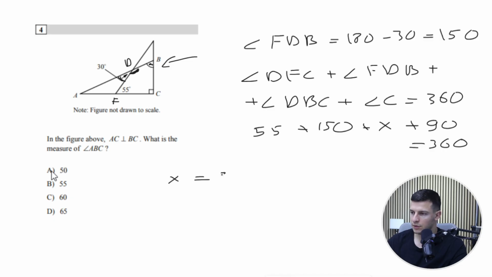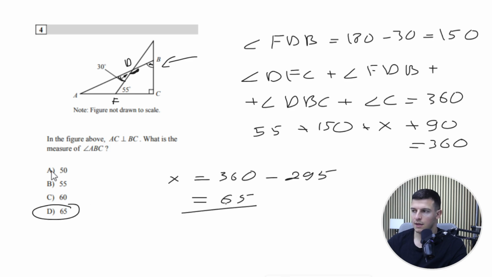X is going to be equal to 360 minus whatever this thing is. I think 295. And that's going to be 65. So the answer is going to be D.